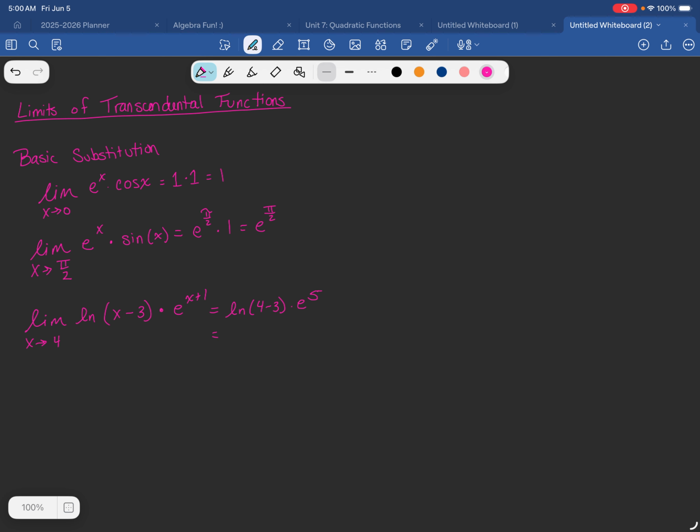If I'm analyzing this further, I have the natural log of 1 times e to the 5th. What's the natural log of 1? So e to the what power gives me 1? We get 0. 0 times e to the 5th is just 0. If we look at any of these graphically, we could actually just follow them along on Desmos, because these are continuous functions. What I'm evaluating is also what my function would equal at that x value.